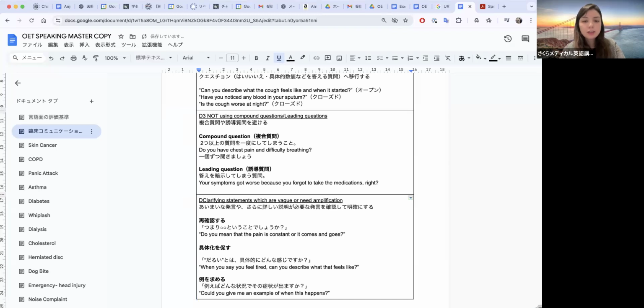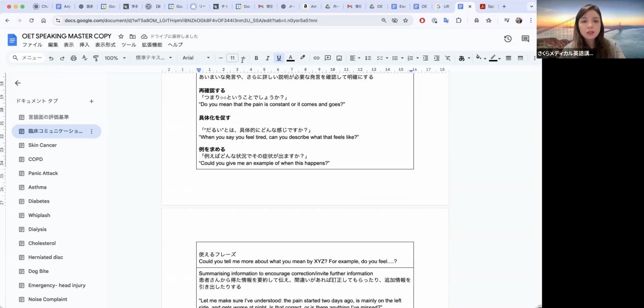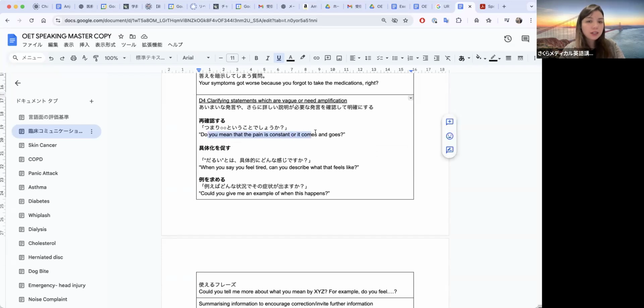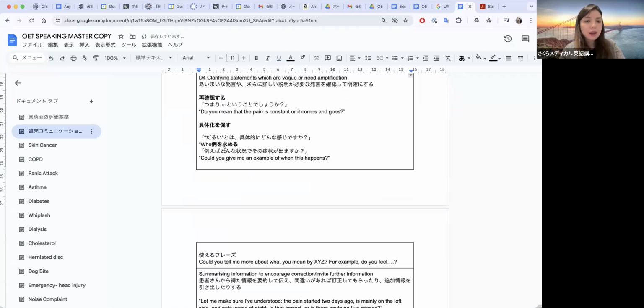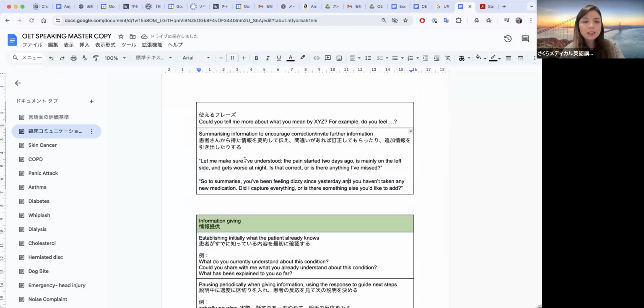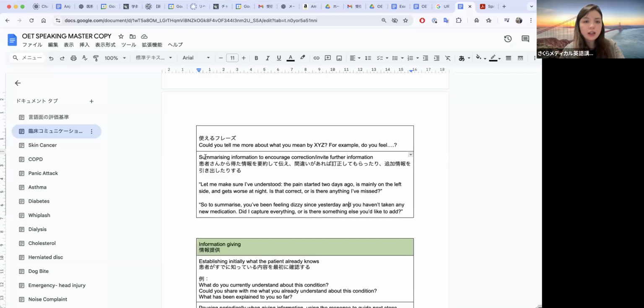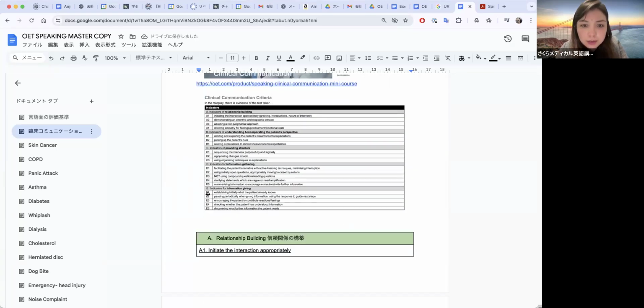D4, clarifying statements which are vague or need amplification. So clarifying. So do you mean that the pain is constant or it comes and goes? Or when you say you feel tired, can you describe what that feels like? Or, could you give me an example of when this happens? That sort of thing. Oh, sorry, I don't know what happened there. There you go. And then last one, D5 is summarizing information and to encourage correction or invite for further information. So there we go. So that is this part here.